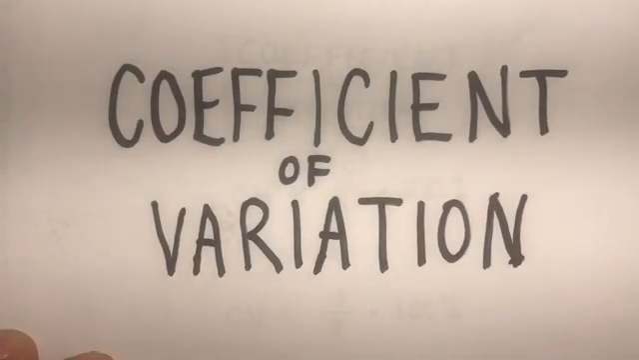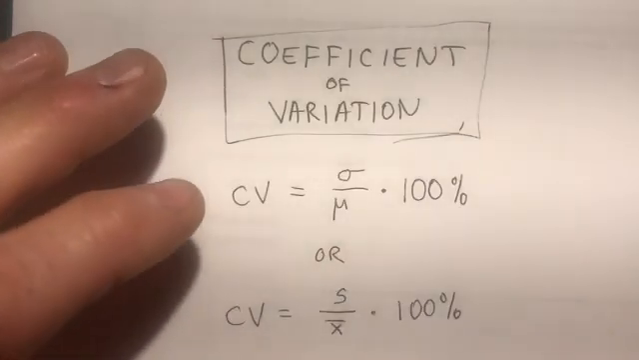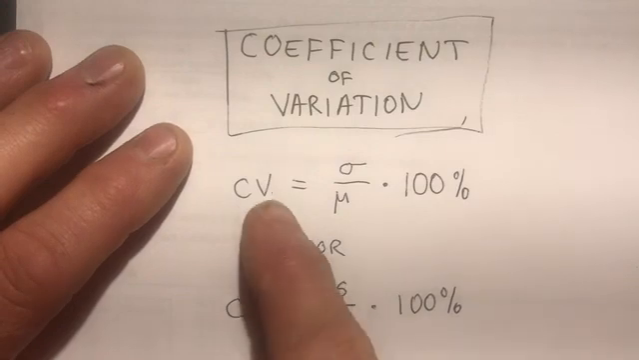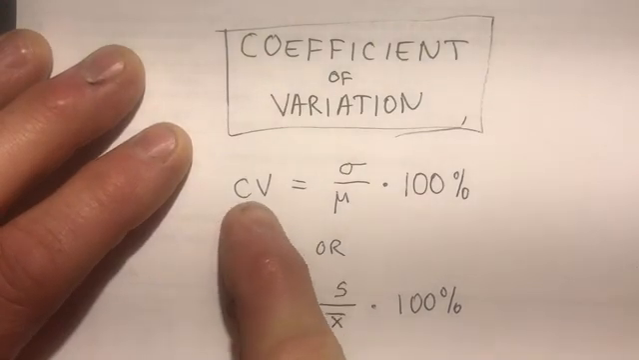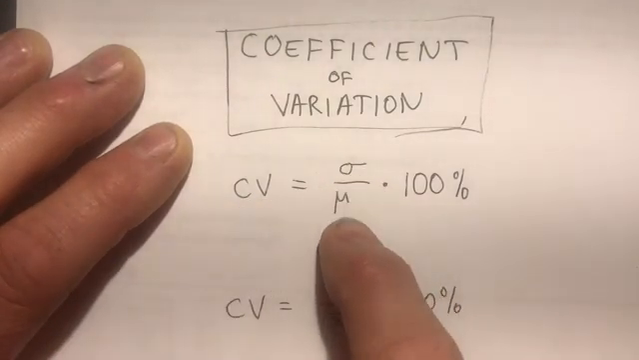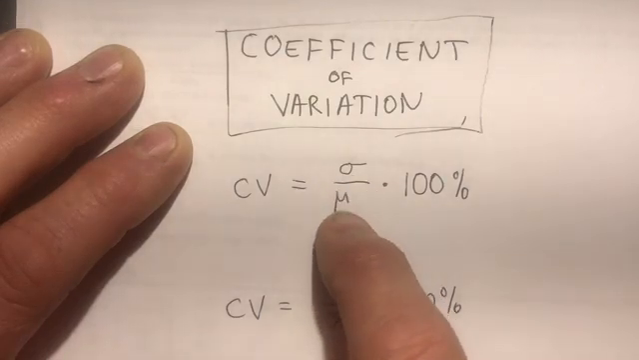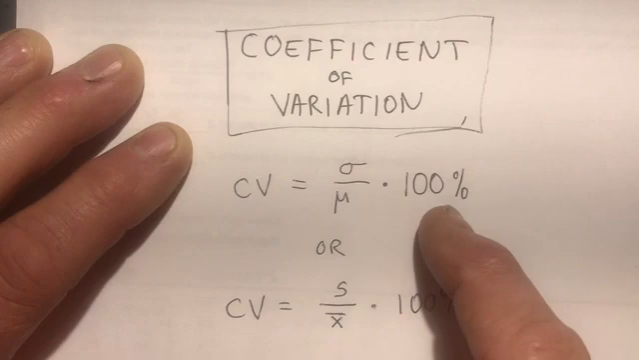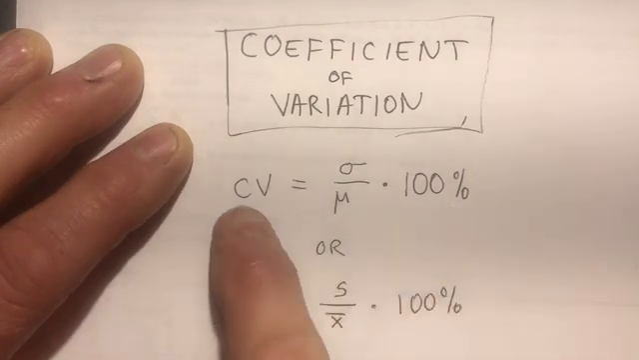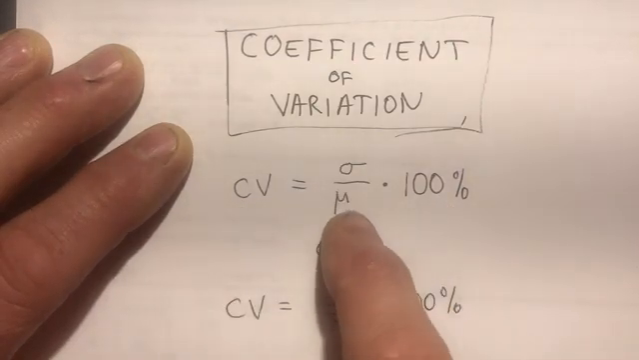All right, in statistics today, we're looking at the coefficient of variation. This is what it is right here. The coefficient of variation, or just CV, is going to be your sigma divided by your mu, which is your standard deviation divided by your mean. And you times that by 100%, and that's your coefficient of variation. That's if you're doing a population.